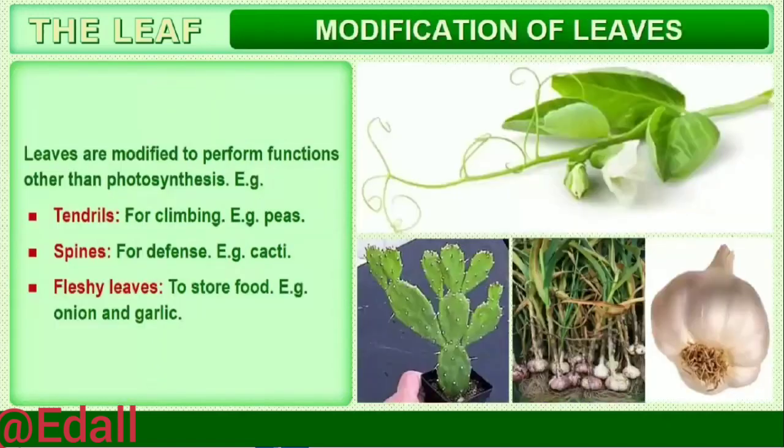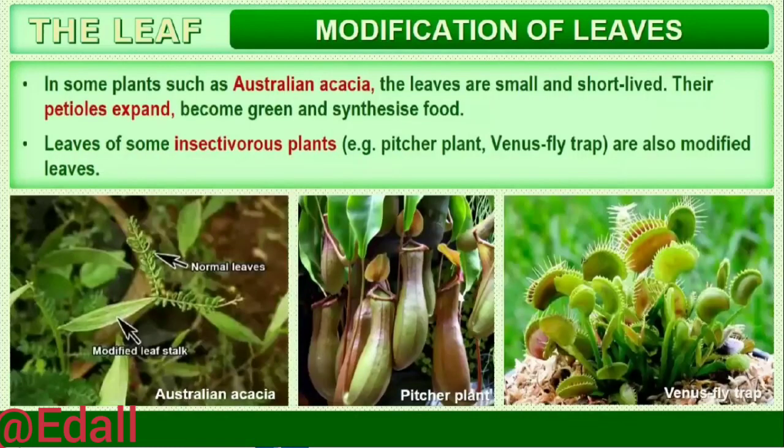5.3.4 Modifications of leaves. Leaves are often modified to perform functions other than photosynthesis. They are converted into tendrils for climbing as in peas, or into spines for defense as in cacti. The fleshy leaves of onion and garlic store food. In some plants such as Australian acacia, the leaves are small and short-lived. The petioles in these plants expand, become green and synthesize food. Leaves of certain insectivorous plants such as pitcher plant and Venus flytrap are also modified leaves.